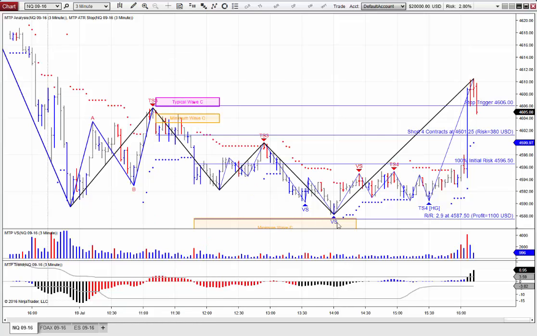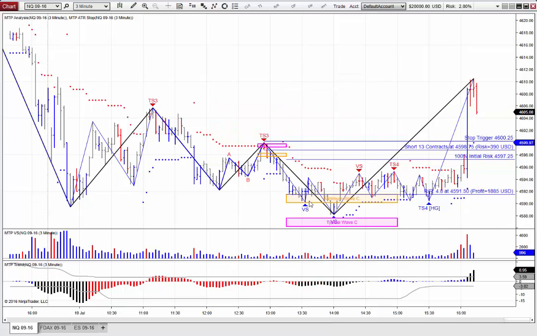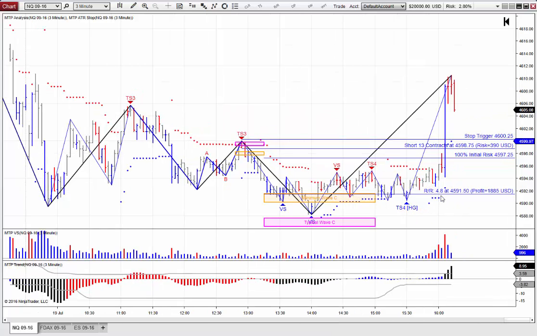The market was very close to that target there. It was a few ticks away. Another TS3 sell here. We placed the analysis on this. This got to its first target very nicely for a 4.8R profit.